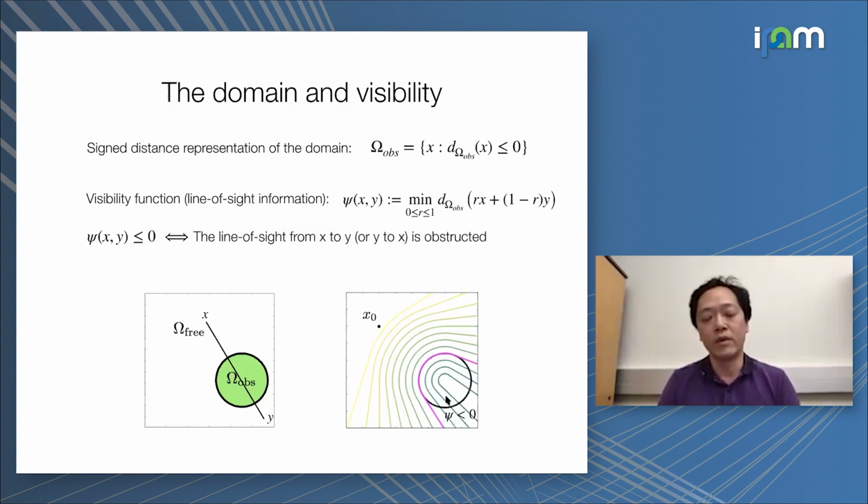And on the lower right plot, you see the level sets of this visibility function psi, where the pink curve is the critical boundary, the 0 level set of psi, representing the boundary between occlusion and non-occluded region, where x naught is x and y will be potentially anywhere, like that. So we're going to manipulate, and we're going to use information from such functions to develop algorithms.